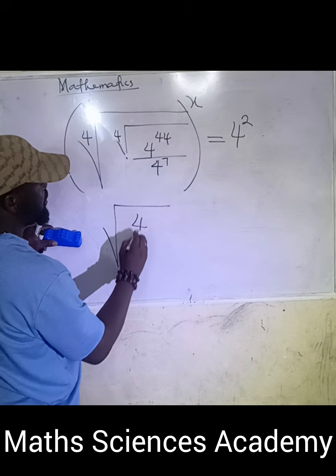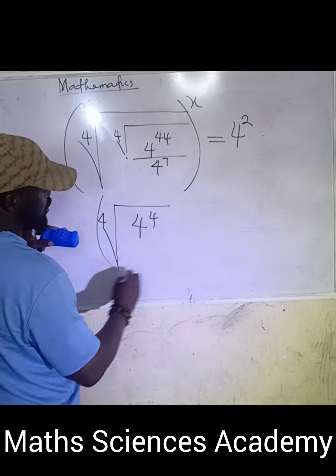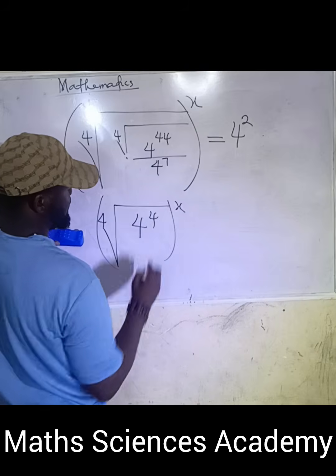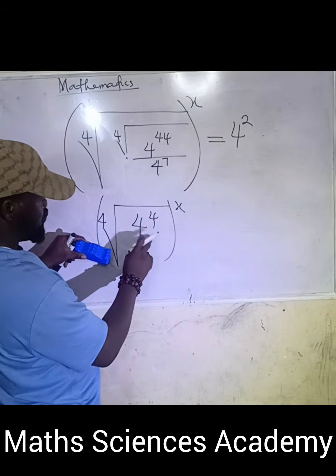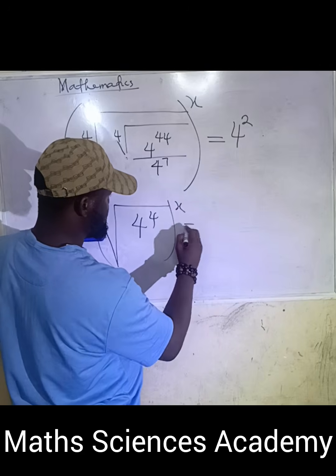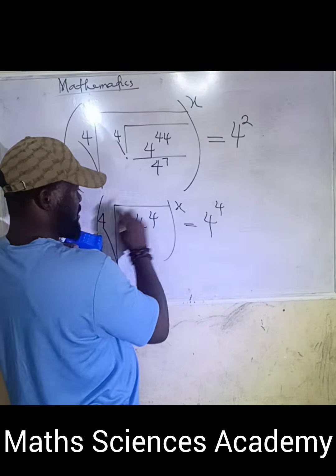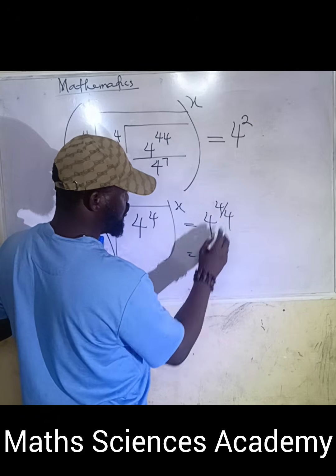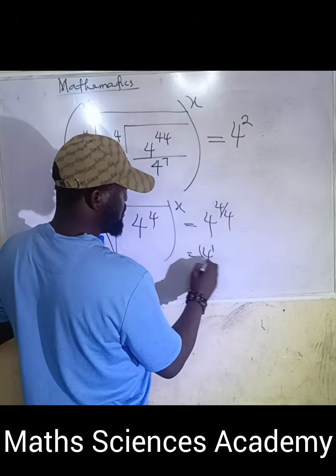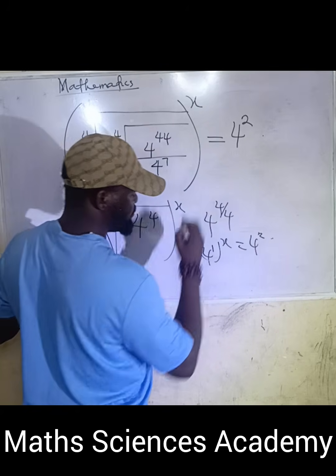4 exponent 4. Then the first root again, then all raised to power x. Then let's consider this one as well. Let's take it out. Then we can now have 4 divided by this 4 as well. Then we can now have what? 4 raised to power 1, all raised to power x, which is equal to 4 squared.